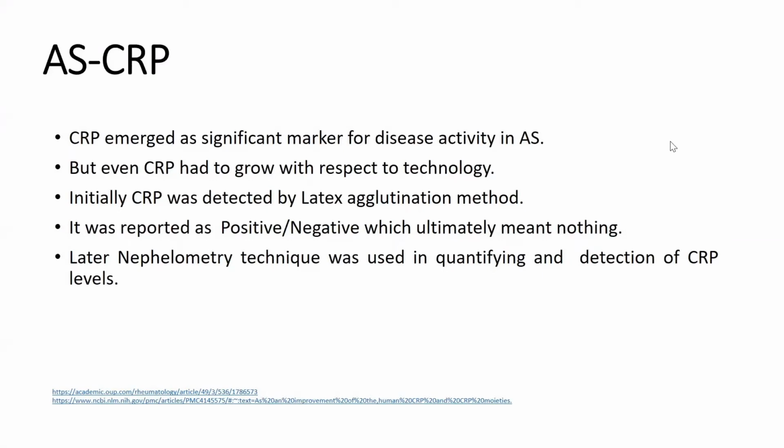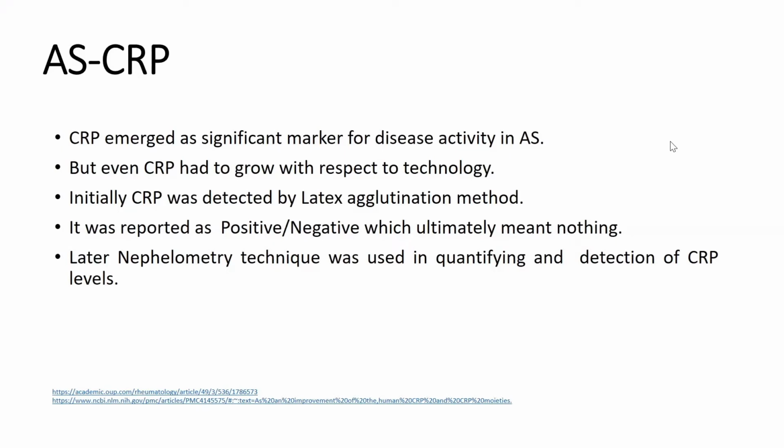C-reactive protein. For all of you, you will just say, okay, ankylosing spondylitis, high levels of CRP indicate very active disease. But what was I doing in 1984 to 1990? CRP was just emerging as a significant marker for disease activity in AS. But even CRP had to evolve with technology, because initially CRP was detected only by the latex agglutination method. When I was a tutor in the rheumatology department, it was reported as positive or negative, which ultimately meant nothing. You can't say a person's blood sugar is positive or negative.